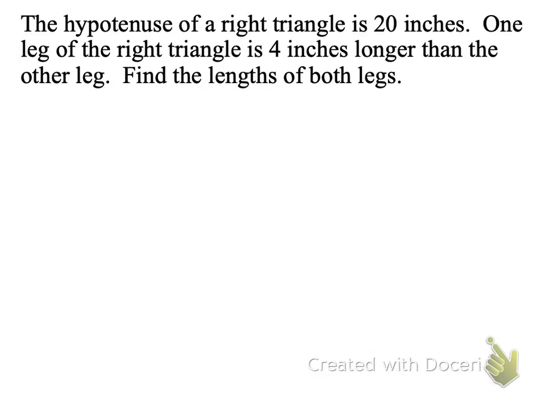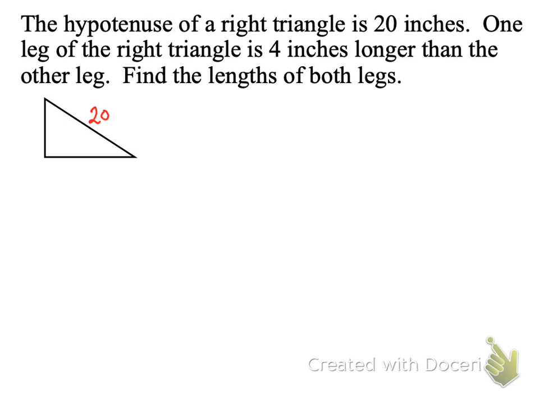Okay, so next, the hypotenuse of a right triangle is 20 inches. One of the legs of a right triangle is 4 inches longer than the other leg. Find the length of both legs. So, what can we label here? The hypotenuse. The hypotenuse is 20, right?